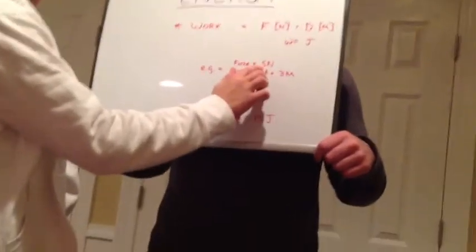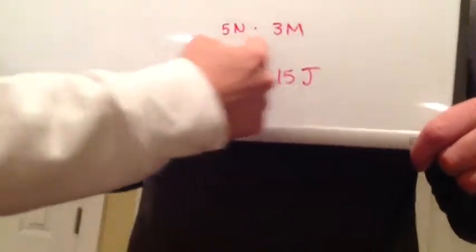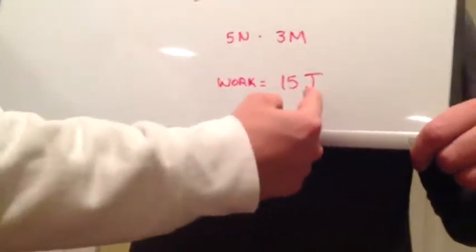For example, if we have a problem where the force equals 5 newtons times the displacement, which equals 3 meters, we will work it out and get 15, not newtons, not meters, but joules.